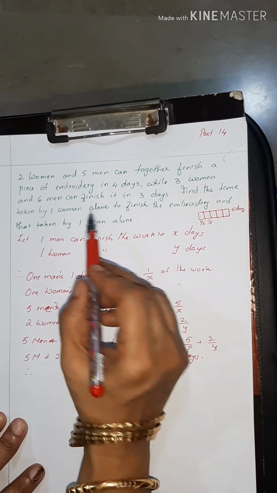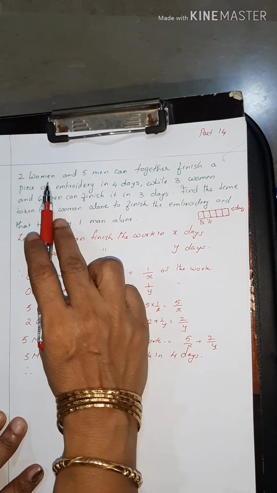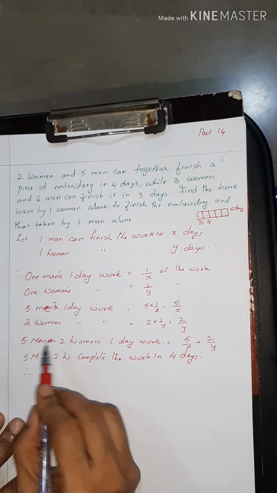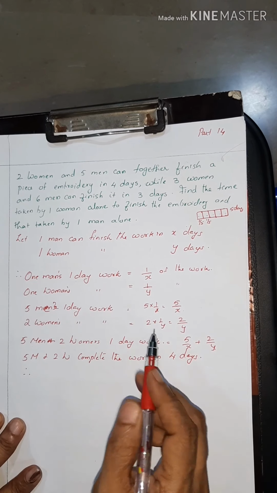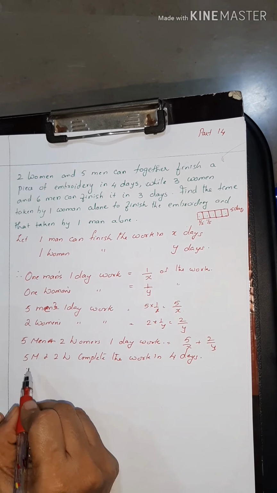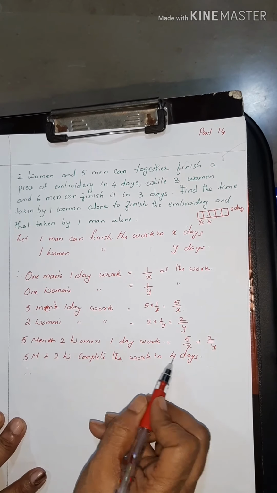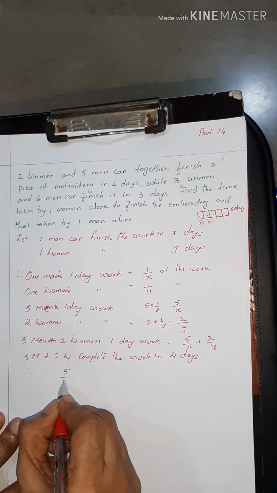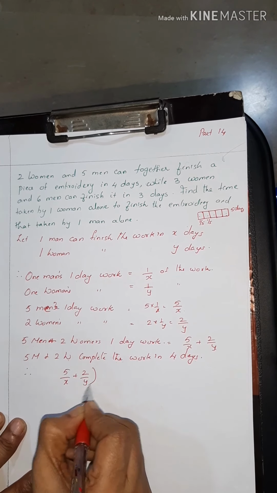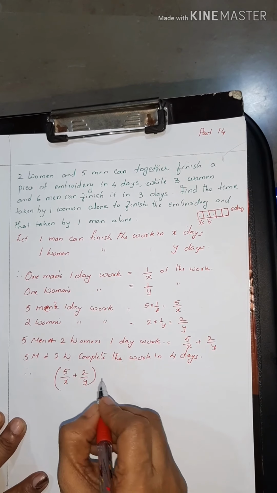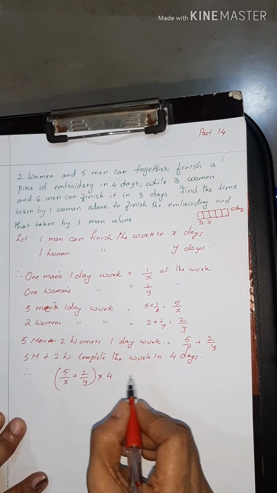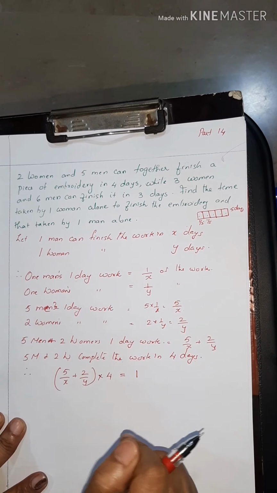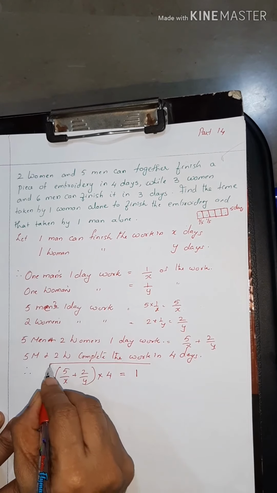Now 2 women and 5 men finish the work in 4 days. So in one day they will finish so much, and in 4 days the full work is completed. So 5 men and 2 women complete the work in 4 days. So we will write the equation as 5 by x plus 2 by y, into 4. So 1 day is this, so 4 days is into 4 and they will complete the work, so equal to 1. Completing the work you have to always take as 1. So this is the first equation.